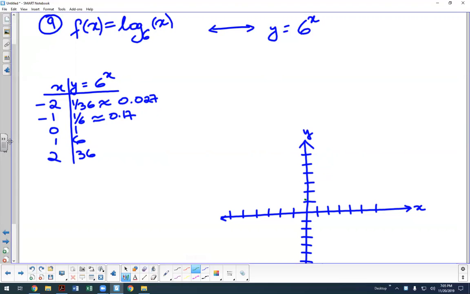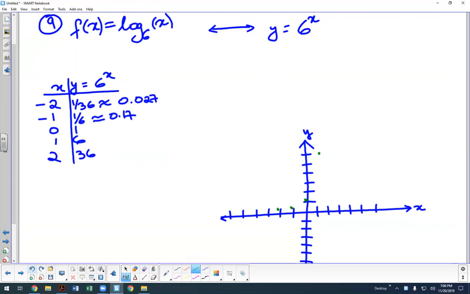0, 1 right here, 1 and 6. 2 and 36 will be somewhere over there, and then on this side, we're just getting closer to the x-axis. So it'll kind of look something like this. Looks like my alignment's a little off on the screen. Let me see if I can do that one more time.